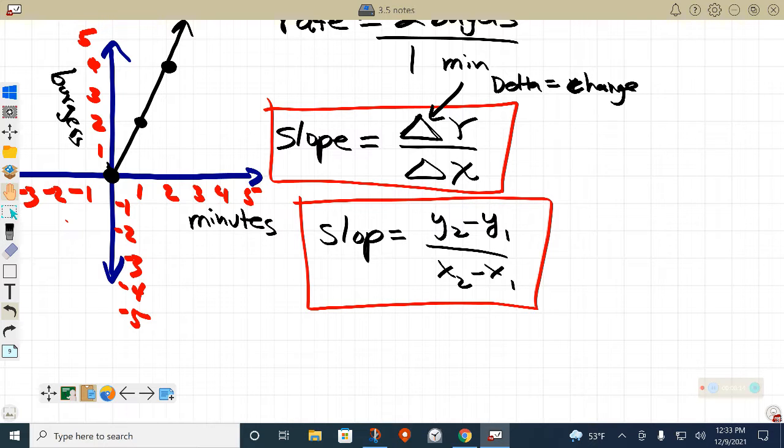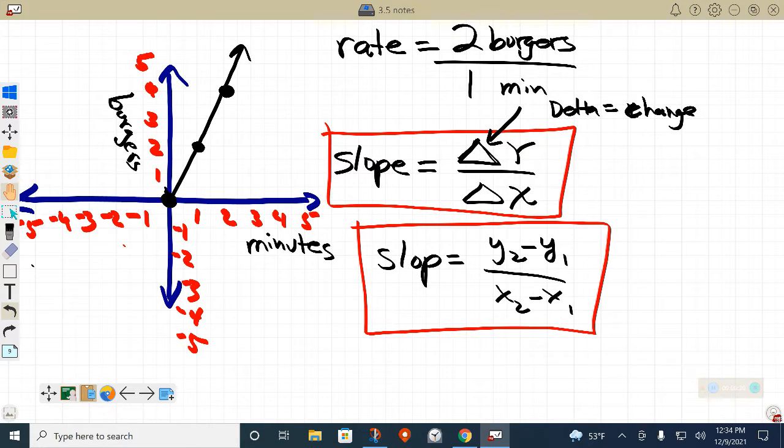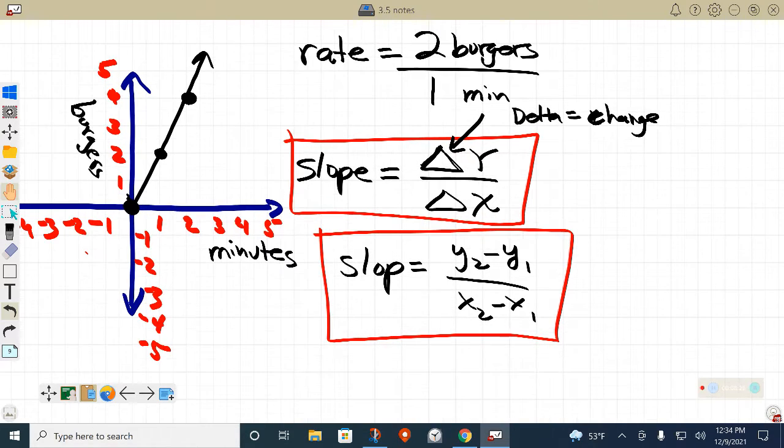So to find the change between any 2 values, look at this line right here of In-N-Out burgers. The coordinates that describe that point are x is 1 and y is 2. The coordinates that describe that one are x is 2 and y is 4.